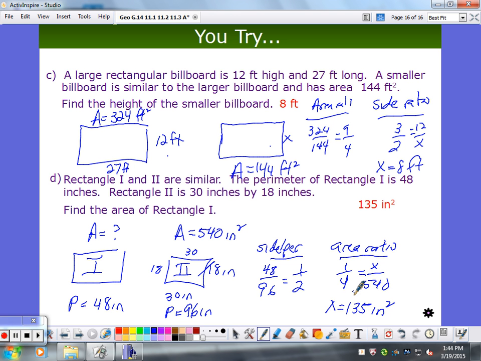Questions? Yes, sir. How did I get this? I took the square root of this. Because this is area, I took the square root of that, and that's on this one to this one, 12 over x. Okay? You got this.